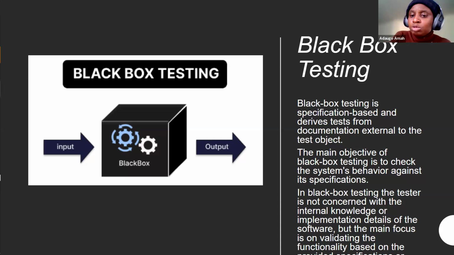So you can see tests are derived from documentation external to the test object. All those documents are where the user has already specified what he or she wants. The specifications are there, the inputs, the outputs. So you don't have any business going further or knowing too much. You're just testing based on specification. Do we have any questions, please? Do you go beyond specification in other testing? Yeah, you can. But for black box, it's strictly on specification.